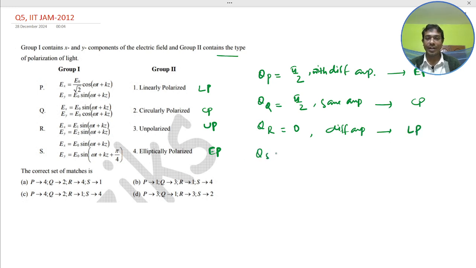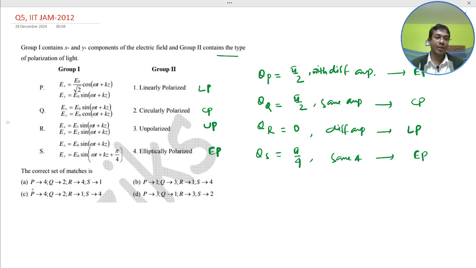Last one, theta S. For S, here sine pi by 4, just see pi by 4 and the same amplitude, so it would become the elliptical polarized. Here it would be elliptical polarized because different amplitude with pi by 2 angle, but here theta is 45 degrees, pi by 4, so whether the amplitude is the same or different doesn't matter, it would become the elliptical polarized.